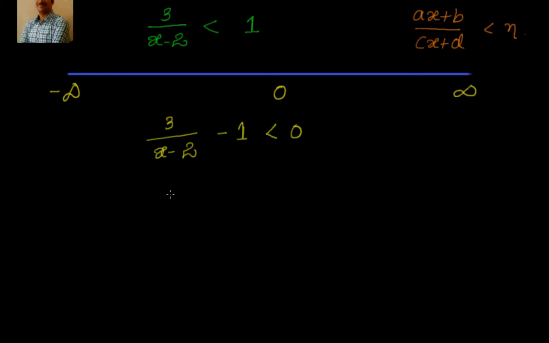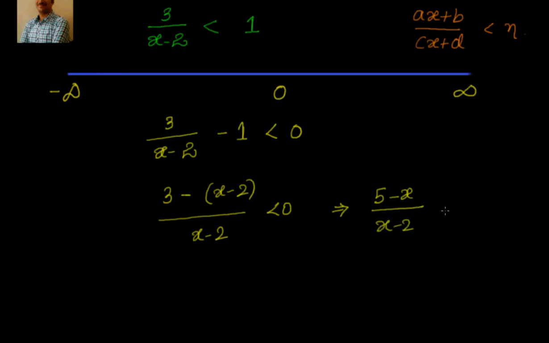Now if I simplify, this is nothing but 3 minus (x minus 2) by x minus 2 less than 0, that's nothing but equal to 3 minus x plus 2, that is 5 minus x by x minus 2 less than 0. That's nothing but equal to x minus 5 by x minus 2 greater than 0.